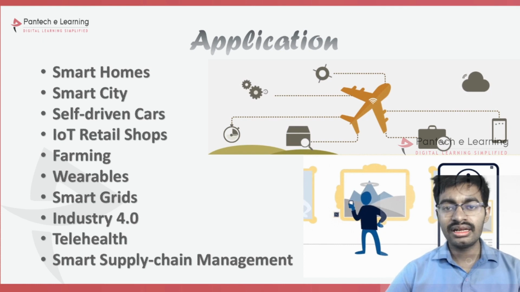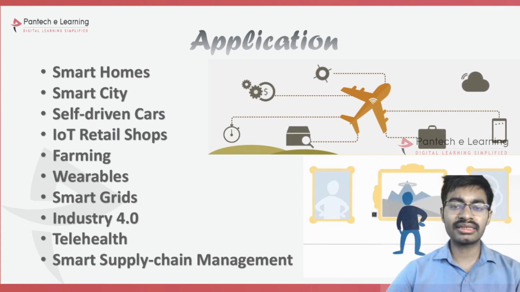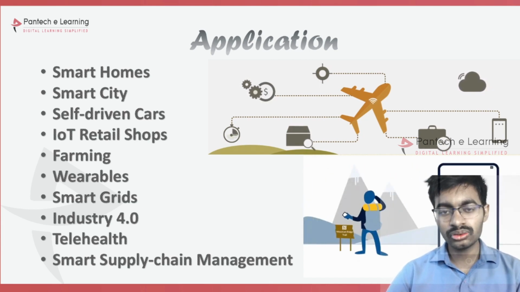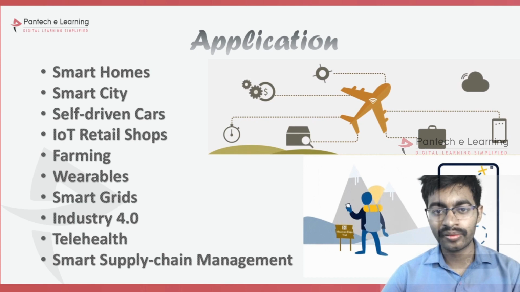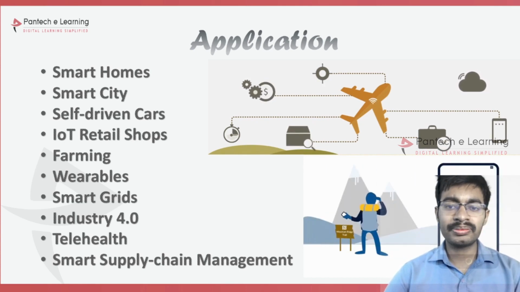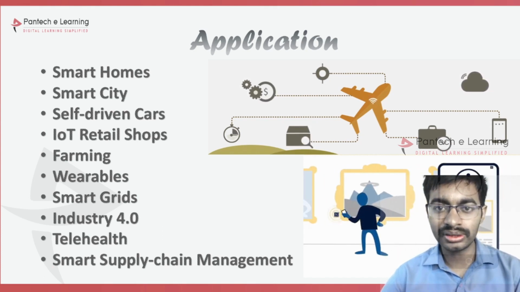Then retail shops. Very simple, Amazon, Flipkart, Big Basket, these kinds of examples can be relative applications for retail shops. Through the internet we order and provide our address for delivery, and within the respective time we will be able to receive everything. So that comes under IoT.